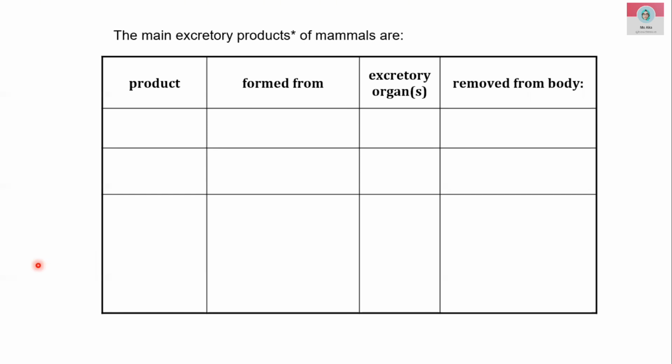So why do we need to excrete products? Because it's one of the importance of homeostasis. One of the physiological processes that needs to happen with the help of homeostasis is the removal of waste products. So the main excretory products of mammals include carbon dioxide, urea, and water. Right? So hopefully you remember that carbon dioxide is formed from respiration. So when cells respire, carbon dioxide is released as the waste product. The excretory organs would be our lungs, and it will be removed through the exhaled air.